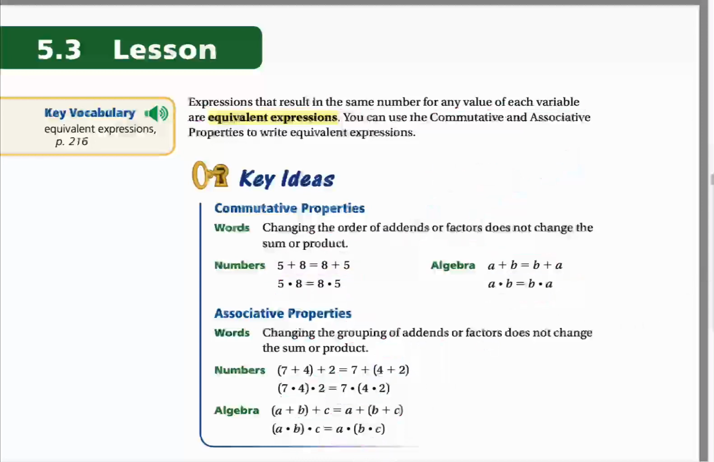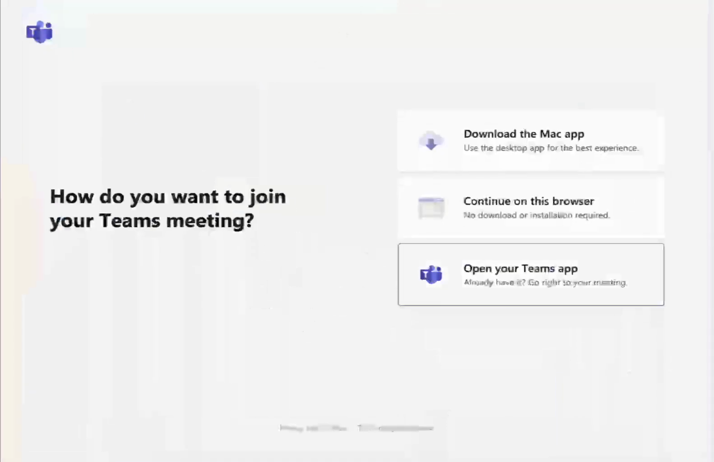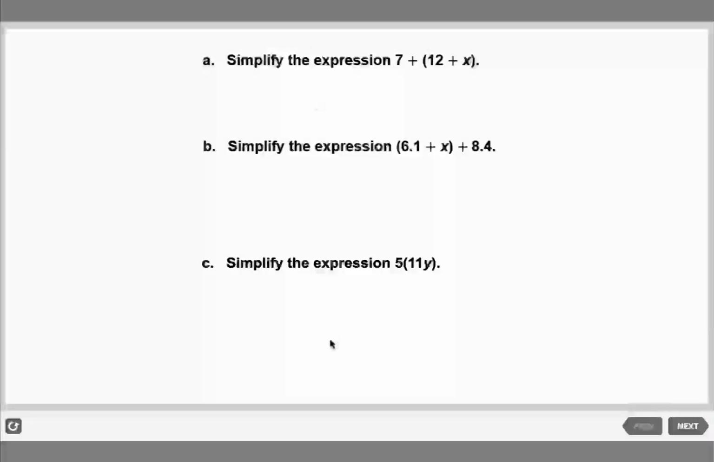Okay, we need to see some examples for this to make sure that we understand it. And let's see the first example here. We use this to simplify expressions. In the first question, we need to simplify the expression 7 plus 12 plus x. As you see here, we have two numbers, 7 and 12. We need to add the two numbers first.